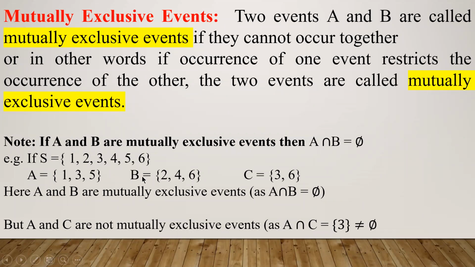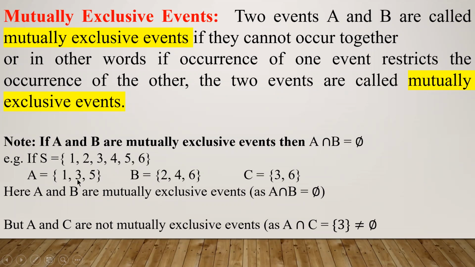Look at this A and B. Both of them, can they occur together? No. There is nothing common in them. A intersection B is empty. दोनों साथ में कभी भी नहीं आ सकते. So these two events are mutually exclusive.